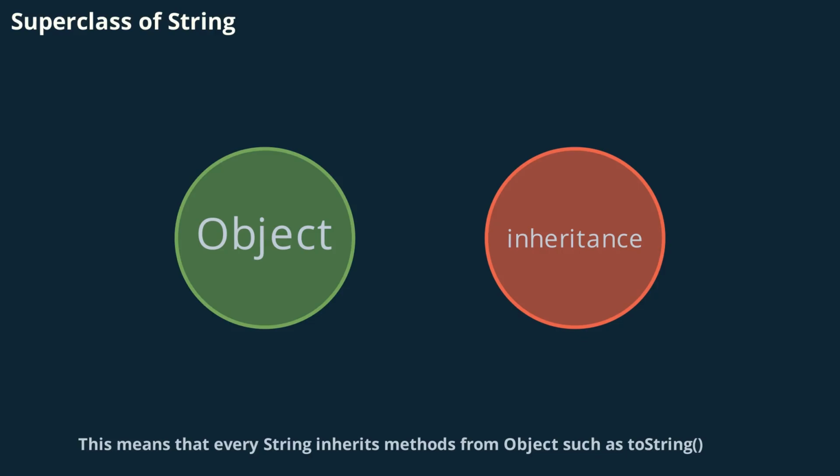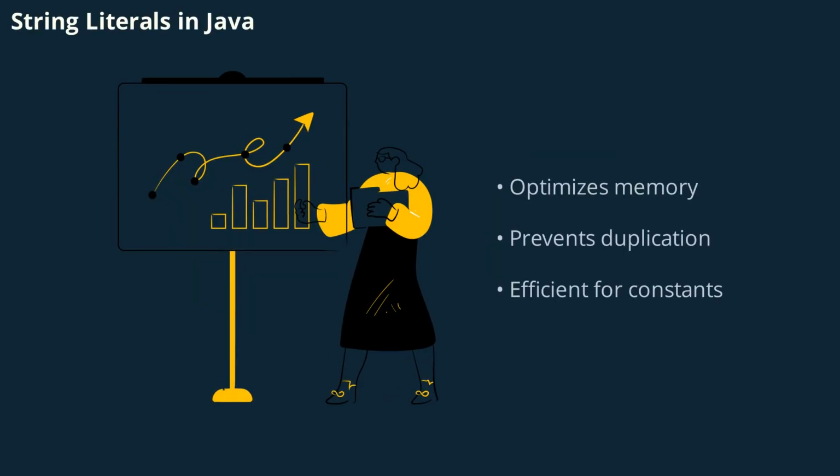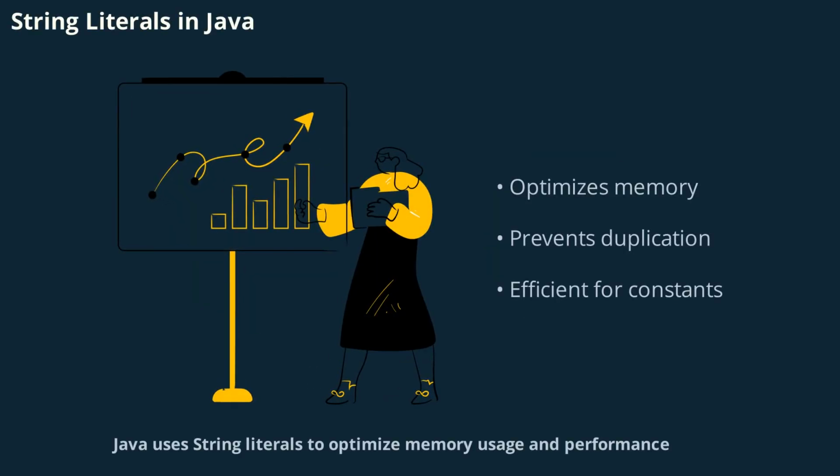This means that every string inherits methods from object, such as toString, equals, and hashCode. Understanding this relationship helps you leverage the full power of Java's object-oriented features when working with strings. Java uses string literals to optimize memory usage and performance.